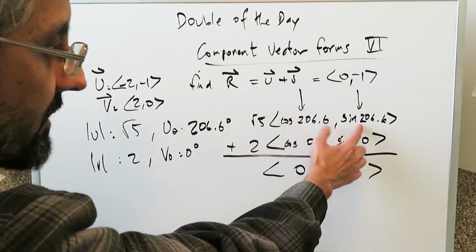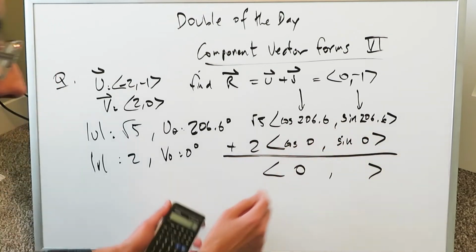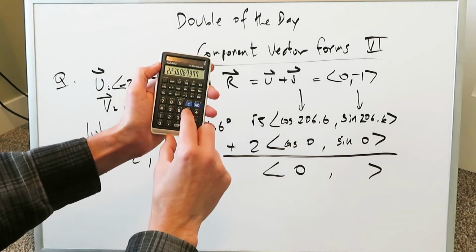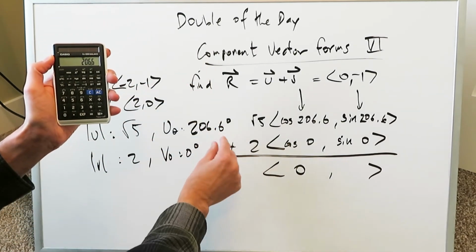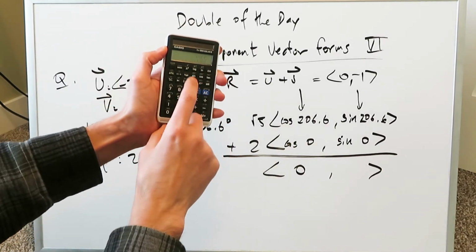Now we'll do root 5 times the sine component plus 2 times that sine component. So let's do that. Root 5 times sine 206.6. Remember, I rounded this to 0.6, so hence I'm going to have some decimal places to round.